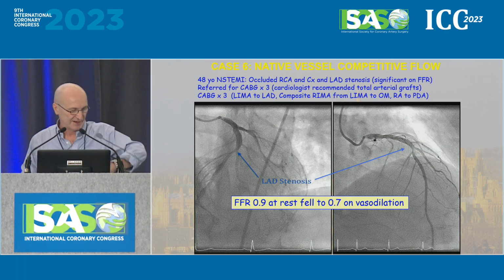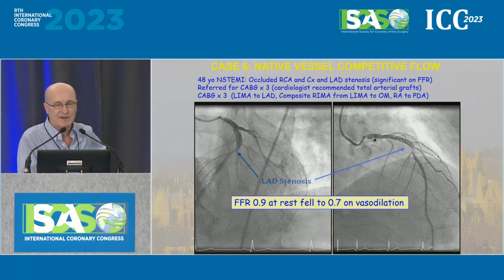And this is going to be the final image I show you, just in the interest of time. This is a 48-year-old patient with a non-STEMI, occluded right coronary artery and circumflex, and a significant LAD stenosis. When I was referred this patient, I looked at the angiographic image and wasn't really convinced. I could see a minor irregularity in the LAD, but I didn't think it looked like a significant stenosis.